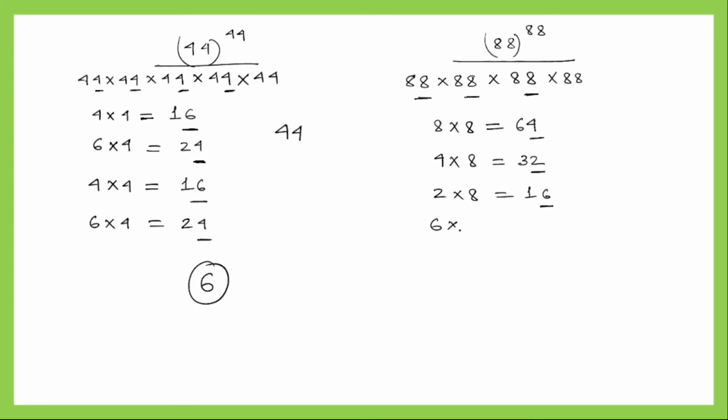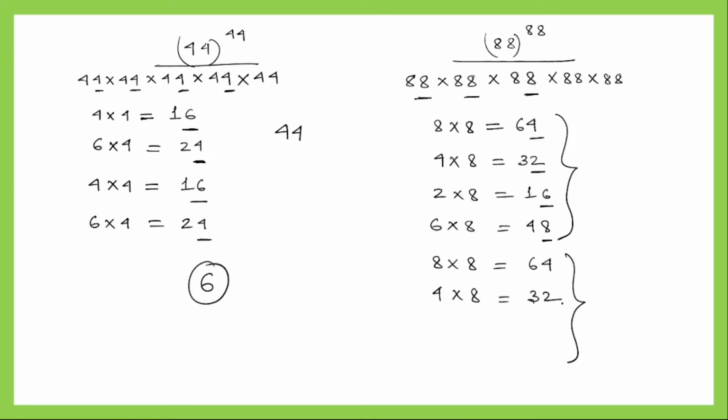Now 6 and then another 88, the fifth 88. This time again by 8, if we multiply it will be 48. Then if we take 8 again, multiplying by 8, it will be 64. Then again 4 multiplied by 8, it will be 32. Now this pattern is getting repeated, so we have formed a pattern: 64, 32, 16, 48. If we continue our multiplication further, then again it is going to be 16 and 48 only.